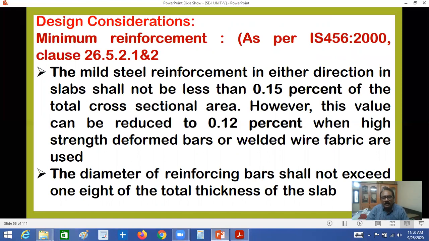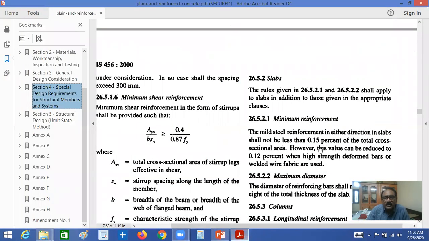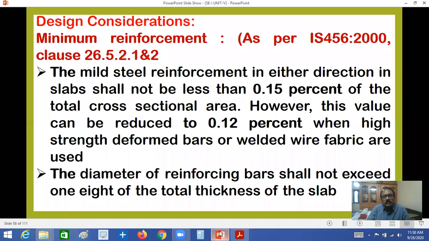As explained for slabs, the minimum percentage of steel is 0.15% for mild steel and 0.12% for high yield steel, right? The same applies in footings also.